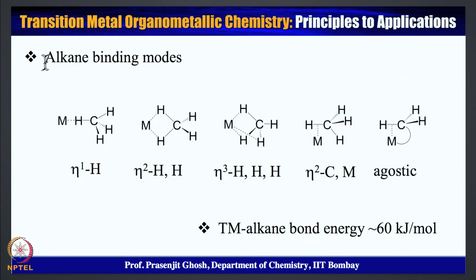We have looked into several binding modes of alkanes, and what is important to note here is that alkane can bind in a varied fashion, which can be eta 1 hydrogen, it can be eta 2 hydrogen of the type shown here, it can be eta 3 hydrogens, or eta 2 carbon hydrogen, and then the agostic transition metal alkyl bond energy is around 60 kilojoules per mole, and this is just the plain sigma interaction. So, this is considerably a weaker interaction.